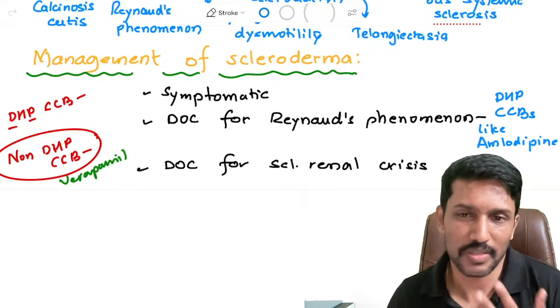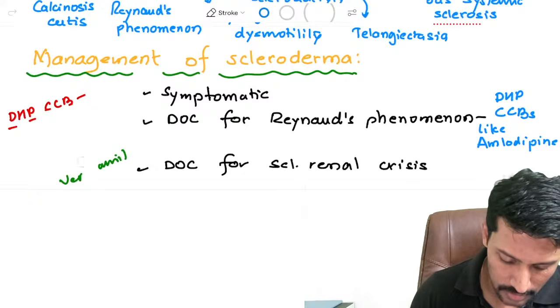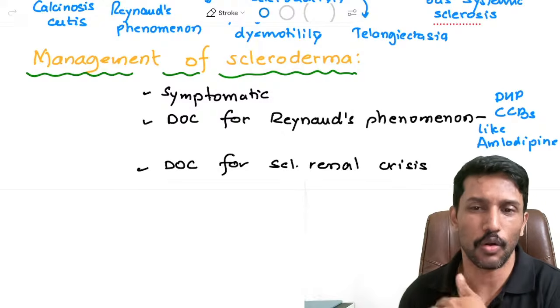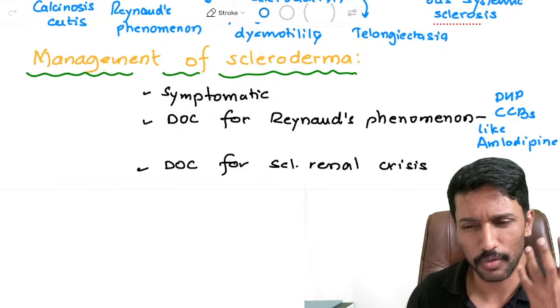Spend 50 paisa to ₹1 a day and your Raynaud's phenomenon is taken care of, right? There are new fancy drugs like S-amlodipine, cilnidipine and all. You may consider them, but they bring a lot of cost. Like they may cost 15-20 rupees a day. Instead, amlodipine is a beautiful drug.